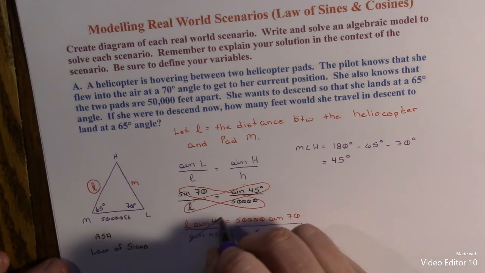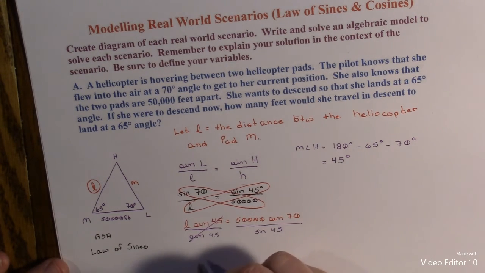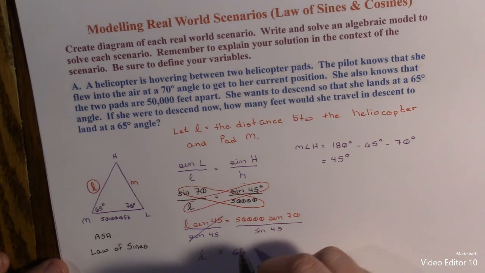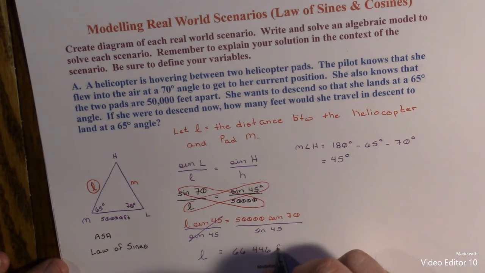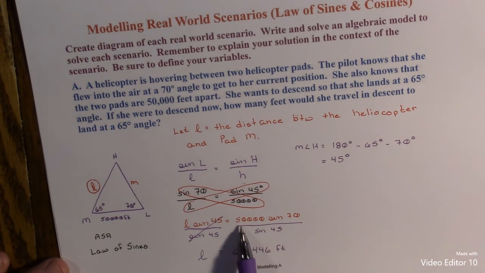On this side, the two sine ratios cancel out, leaving us L, which equals approximately 66,446 feet, which was calculated by taking 50,000 times the sine of 70 divided by the sine of 45.